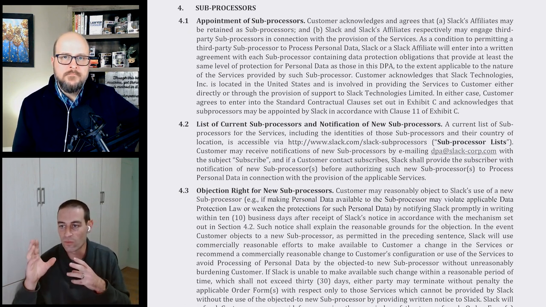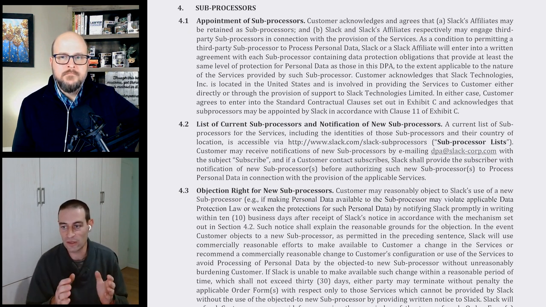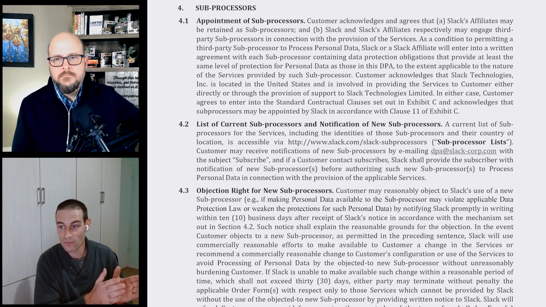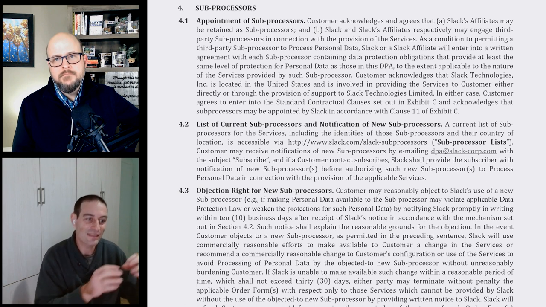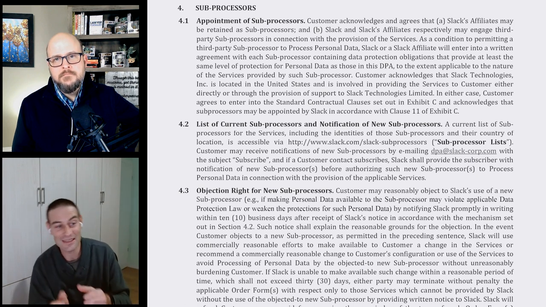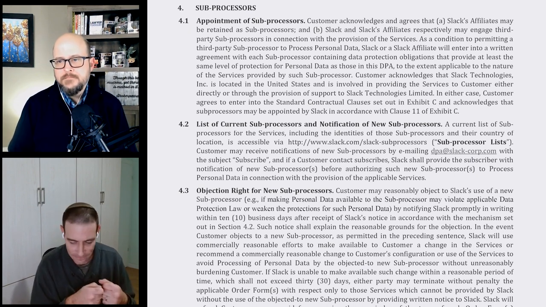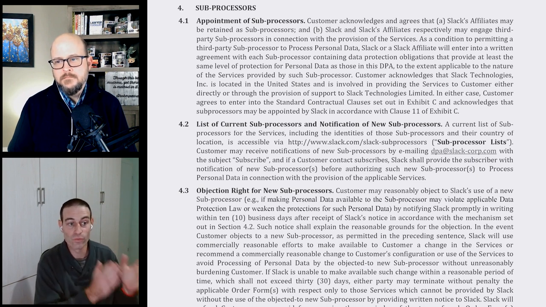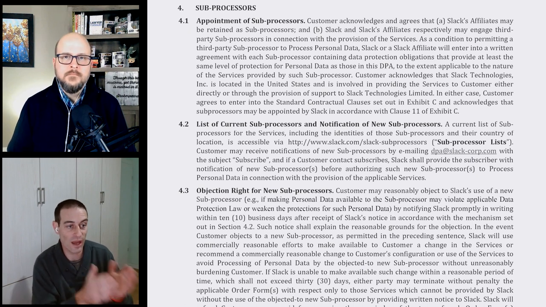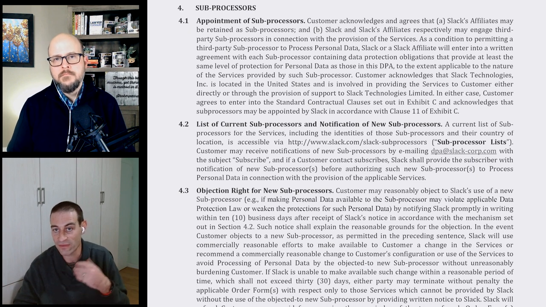And so what we see here is very common, where they say, okay, we're going to give you notification. The lawyers love to argue, is it going to be 10 days? Is it going to be 15 days? Is it going to be 30 days? We all love to get into the minutia. But the principle remains the same. We're going to give you notification and a right to object if you object to the appointment of a specific subprocessor. And that's exactly what they have here.